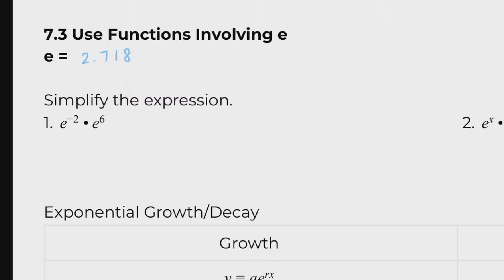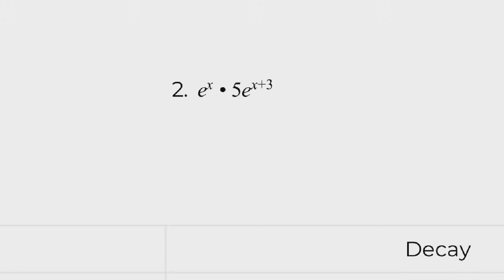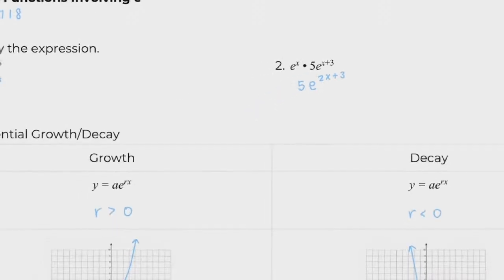So if they have the same base, we can add the exponents. So this would be e to the fourth power. And then for number 2, they again have the same base of e, so this would be 5e to the 2x plus 3 power, since we can add x with the x plus 3.